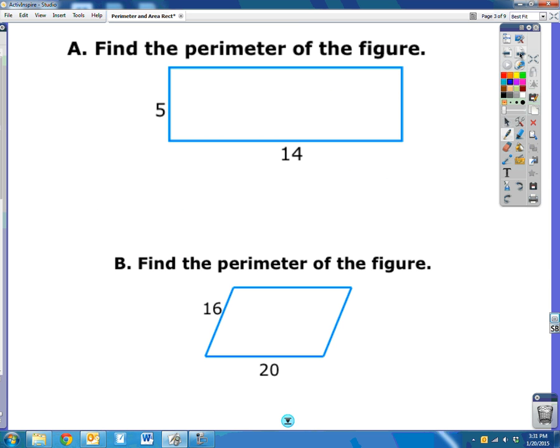Let's practice these. So find the perimeter of these two shapes first, and then we'll find some areas. I'm assuming you paused. I'm assuming you found the perimeter. The perimeter to the first one here is going to be 38, and the perimeter for the second one is going to be 72.